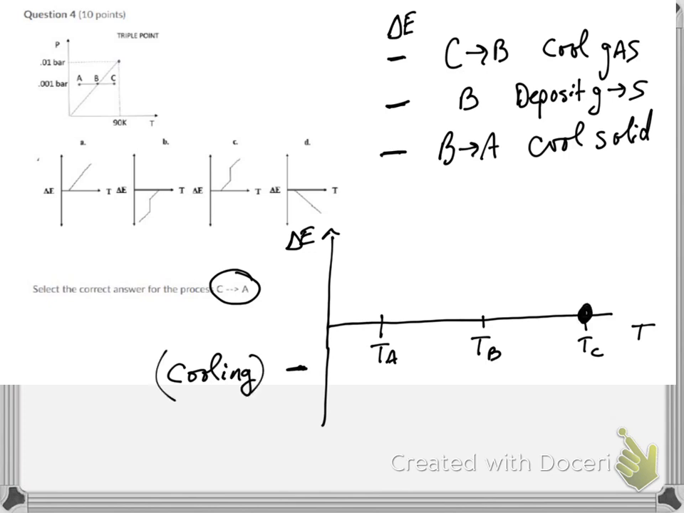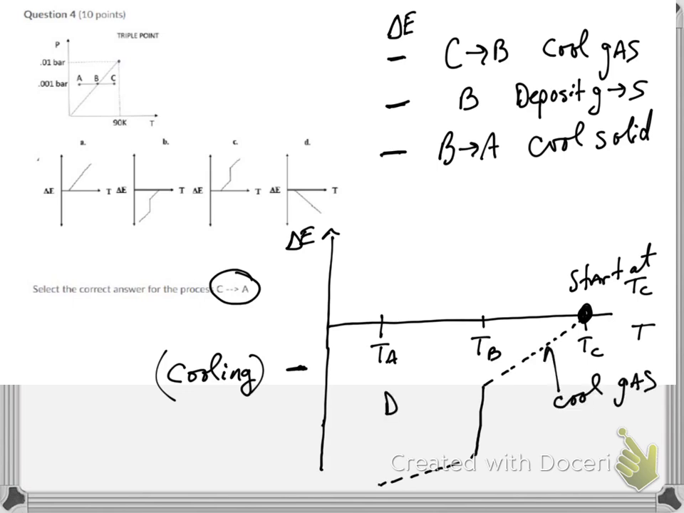So there's our delta E at 0 at TC. That's where we start. And wherever you start, whatever temperature you start at, you put that value at 0. So then we cool the gas, then we deposit at the deposition temperature, and then we cool the solid. All of these are negative values, so first cooling the gas, the step at a given temperature, the deposition, and then cooling the solid. This graph then would appear as B.